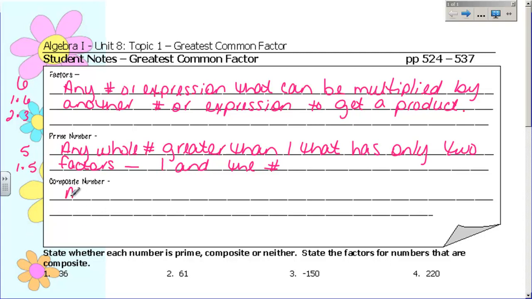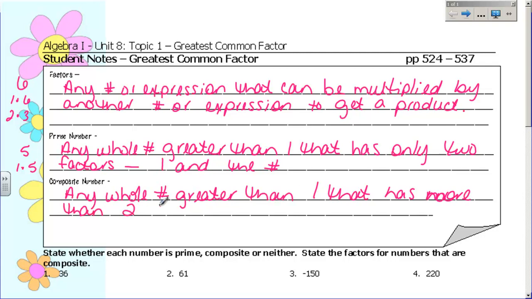A composite number is any whole number also greater than 1 that has more than 2 factors. For example, the number 9 is composite because it has more than 2 factors. It has the first 2, 1 times 9, but it also has 3 times 3. So 9 has more than 2 factors, which makes it a composite number.